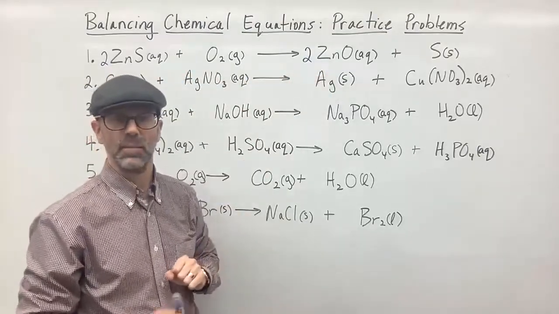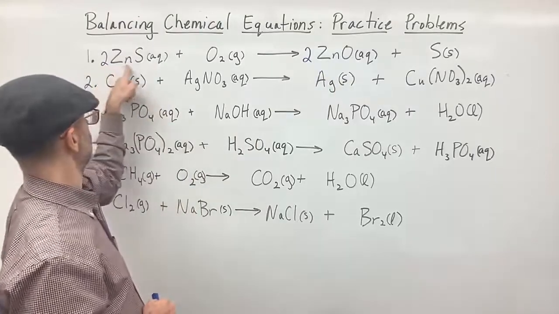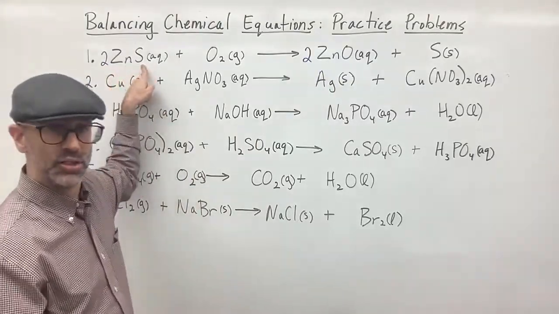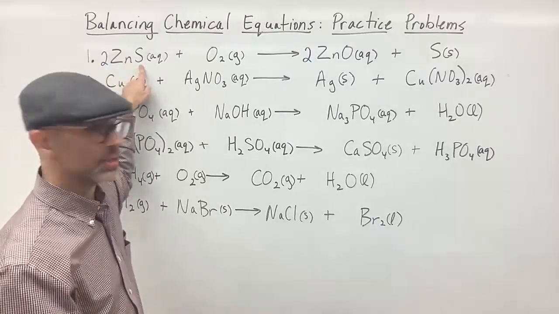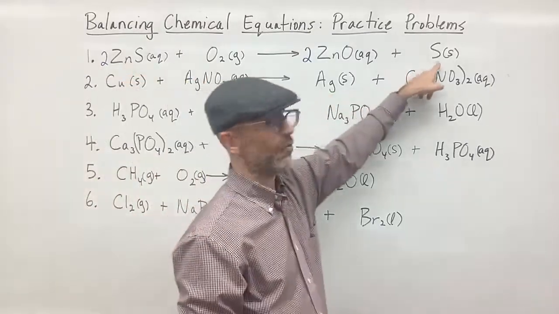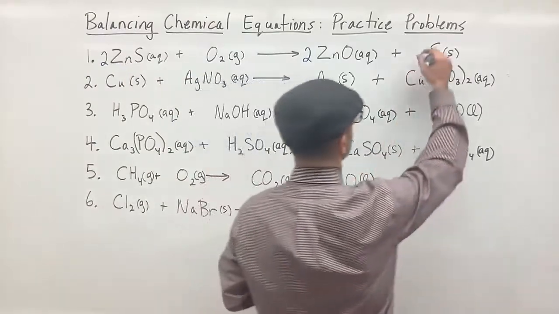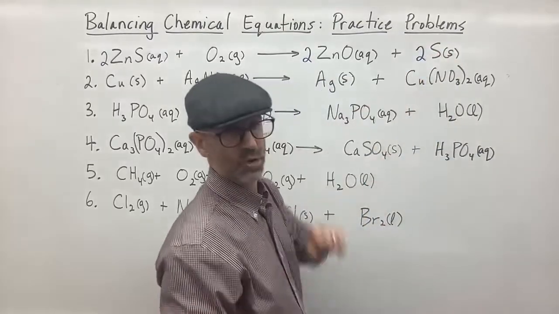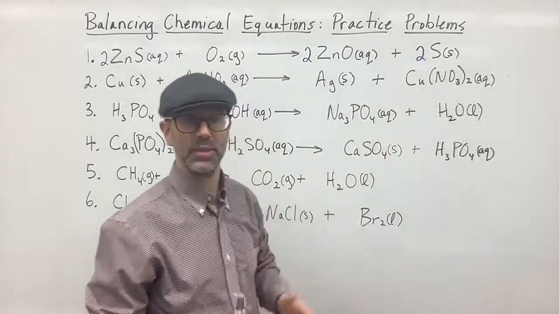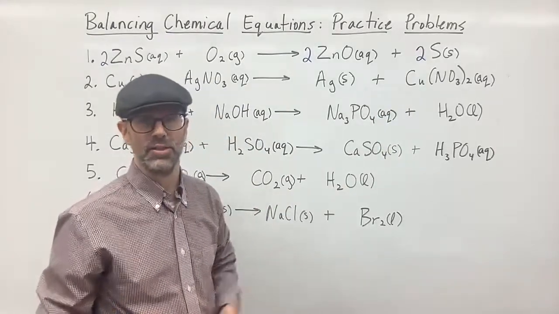So that's good. And now we have to look at sulfur, because when I balanced the zinc, I also changed the sulfur. So now I have 2 sulfur atoms on this side, and I only have 1 on that side. So now I have to put a 2 coefficient here. So now the sulfurs are balanced. So now everything's balanced. I now have a balanced equation. And that's how it's done, ladies and gentlemen.